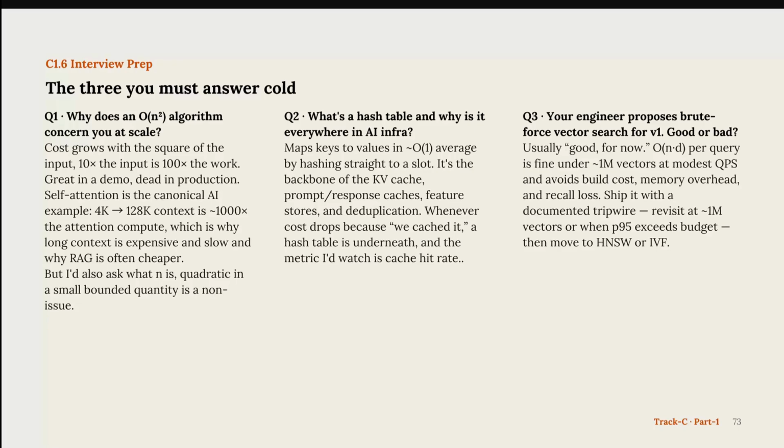Okay, it's great in demo but dead in production, because self attention is the canonical AI example, similar to what we looked at. 4K increasing to 128K context is 1000x the attention compute. Okay, which is why long context is expensive and slow, and why RAG is often cheaper, because you can't put all the context documents in the prompt and send it. But I would also like to ask, hey, what is n? Is it quadratic in a small bounded quantity? Then it's not an issue at all.